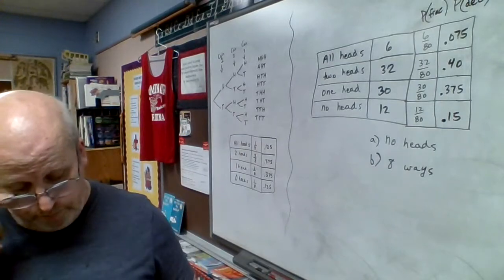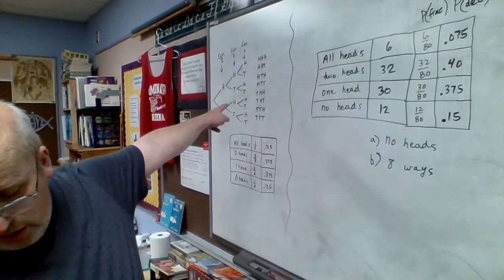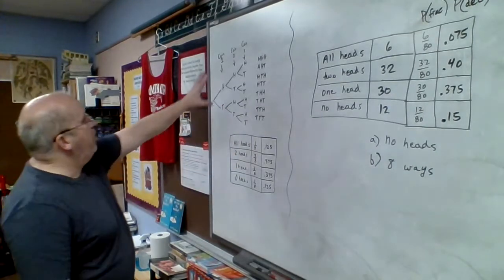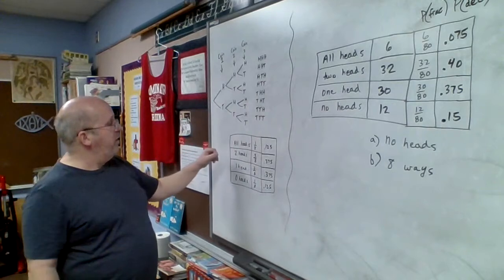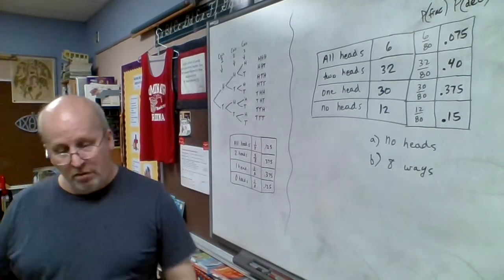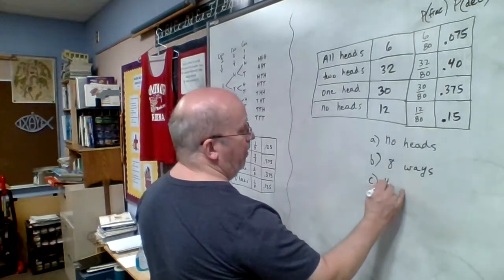Number 3, or question C, is the theoretical probability greater for tossing all heads or no heads? In theoretical probability, is the probability greater for all heads or 0 heads? The answer to that would be they are the same.